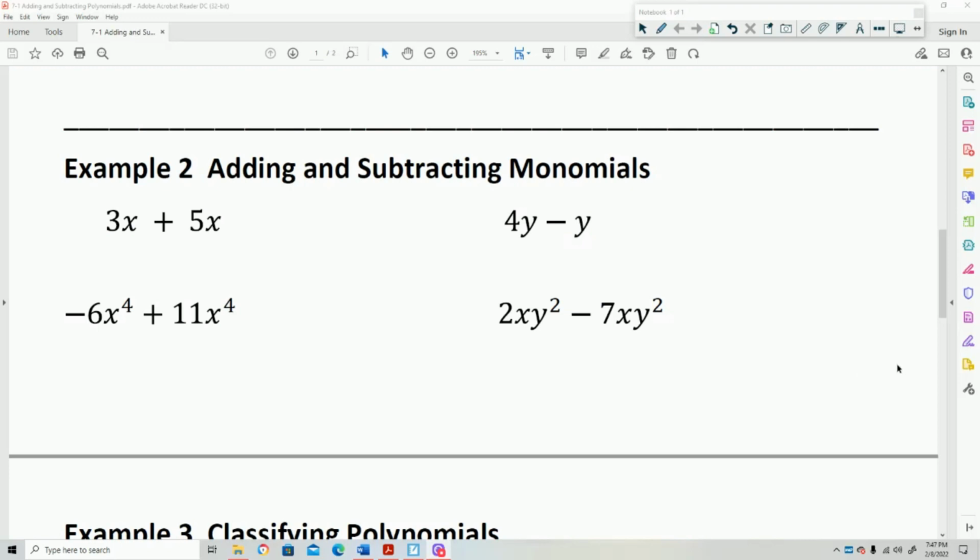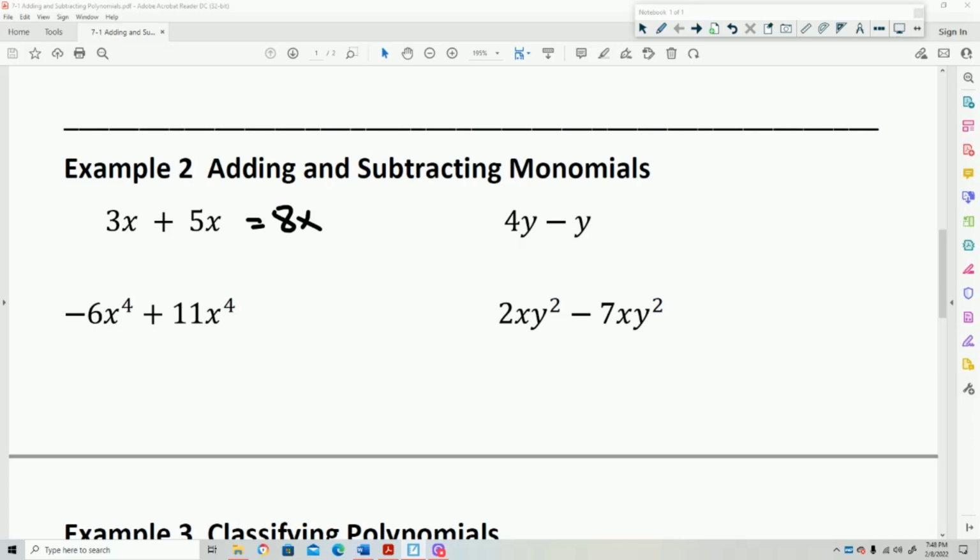In example 2, we're going to look at adding and subtracting monomials, and you would know it as adding like terms. Okay, so I just have basically 4 examples here because they're not really difficult to do. These 2 terms, we have to make sure the variable parts are the same. This has an x with an exponent of 1, this has an x with an exponent of 1, so they are like terms, and we can add the 2 monomials together and we get 8x.